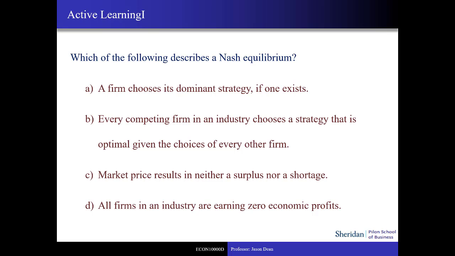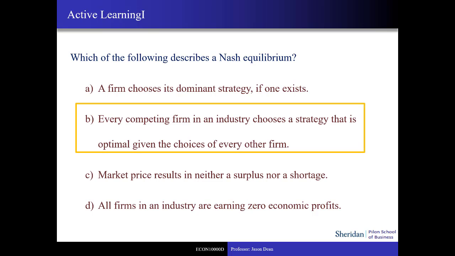So which of the following describes a Nash equilibrium? Okay, so hit pause and try to figure it out. Okay, so the answer here is B. And this is basically the process that we went through to find the Nash equilibrium. We want to look at what the optimal strategy would be for one of the players given what the other person might do.